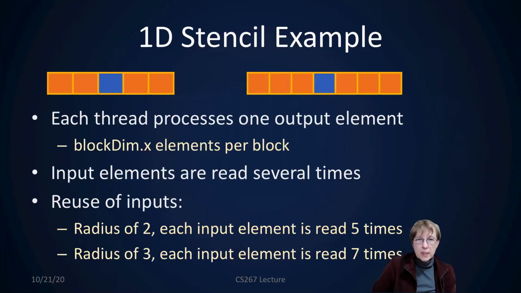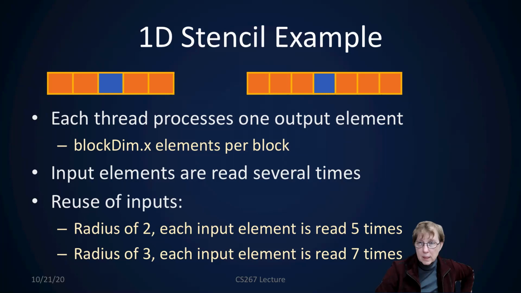So in this 1D stencil example, we can have a radius 2, we can have a radius 3. We're going to write this code in such a way that we're actually referring to the radius as a variable, so we can have it execute with variable widths. And each thread is going to process one output element. It's going to be responsible for writing that one output value and then reading the 5 or 7 or whatever it is input values in order to add them together.